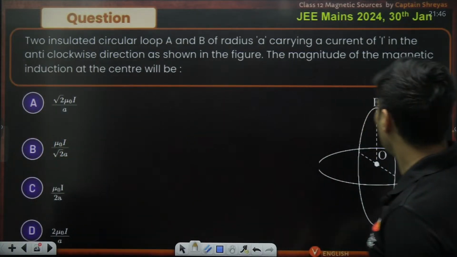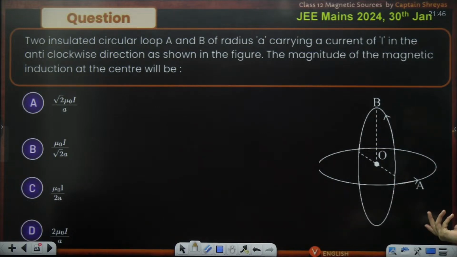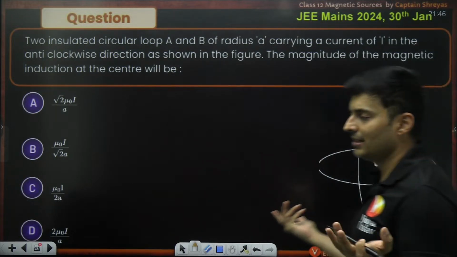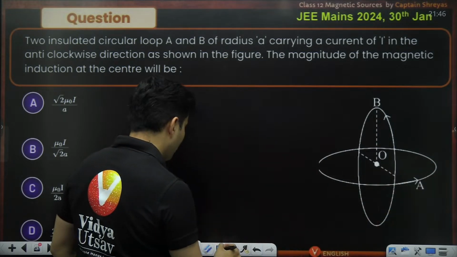Let's do some questions coming up on your screen. First question: two circular coils carrying currents in the directions, find the magnetic field at the center. Due to this wire, which one?